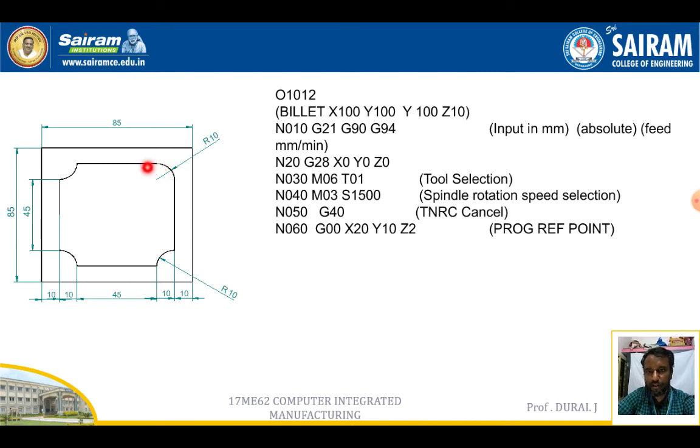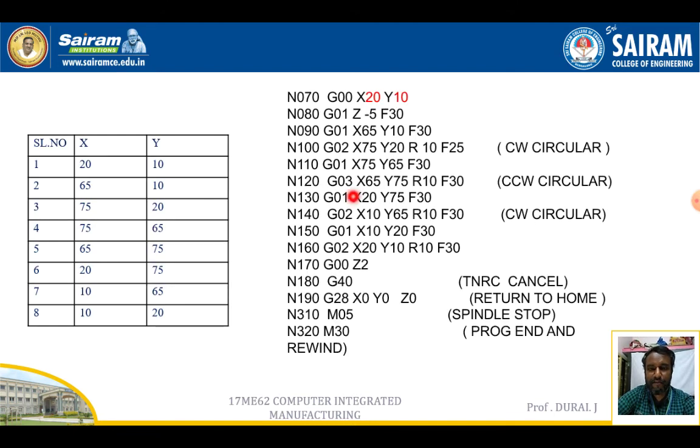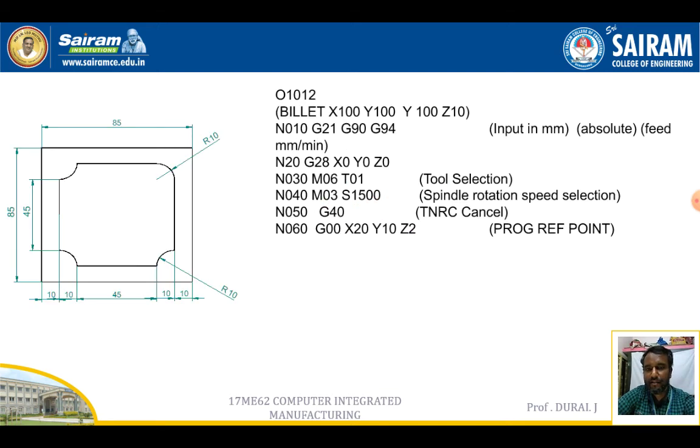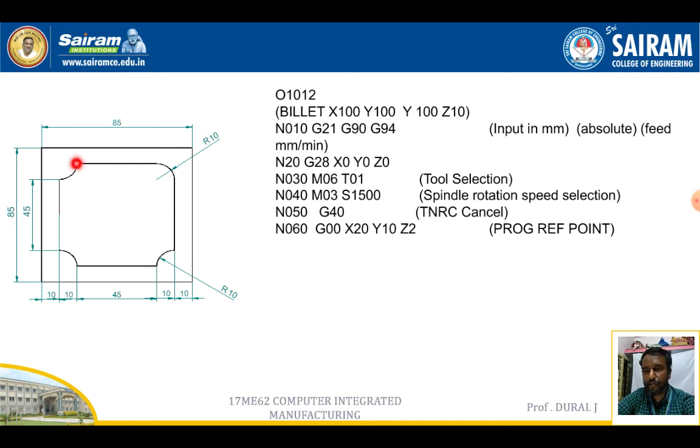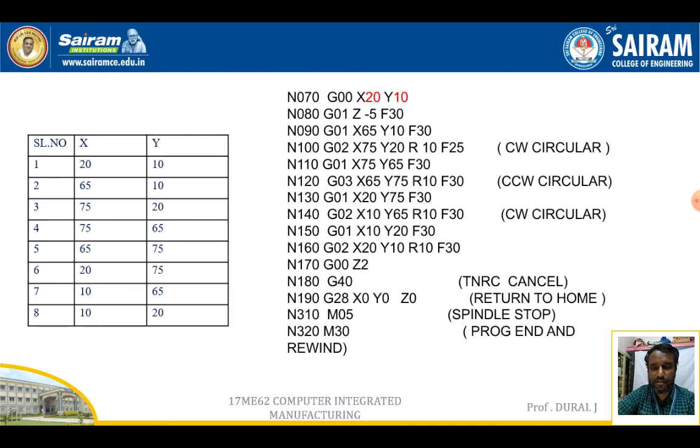From here it will be moving like this, so it is an anti-clockwise direction, so we can use a G03 command. So G03, X65, Y75, R10. And next one again, we have to move from here to here, so we can use the G01 command, X20, Y75, F30. And after that we are moving from here to here, so it is the clockwise direction, so we can use the G02 command. Okay, so it becomes.